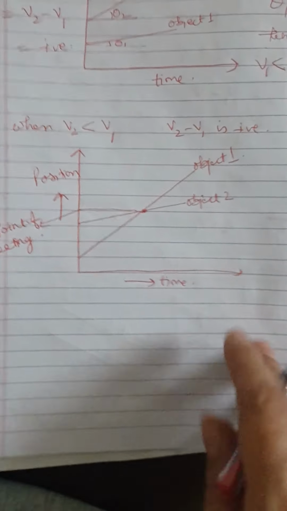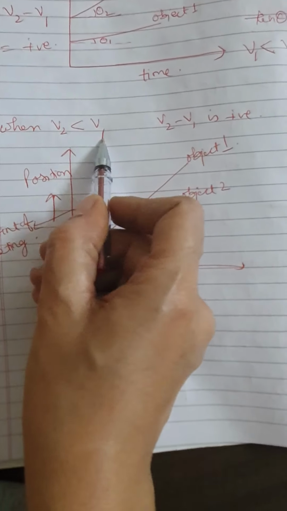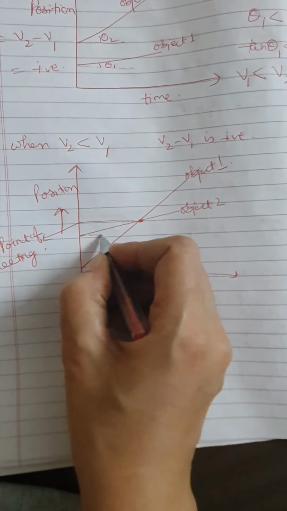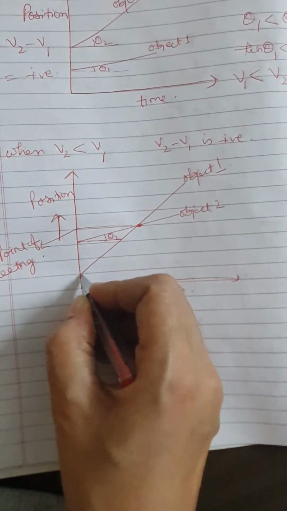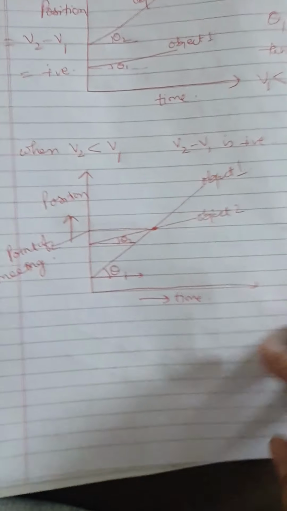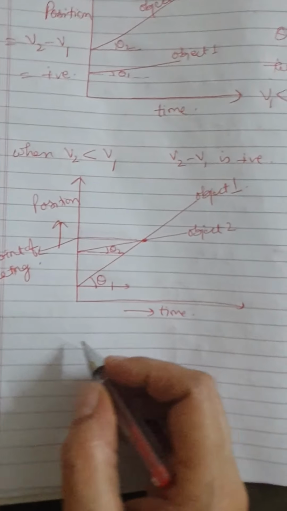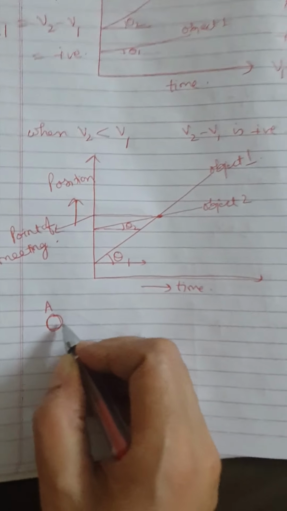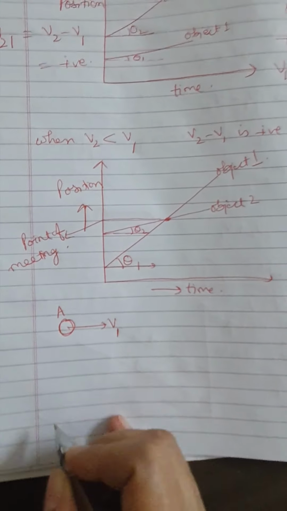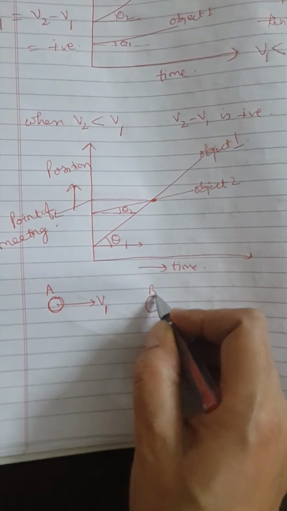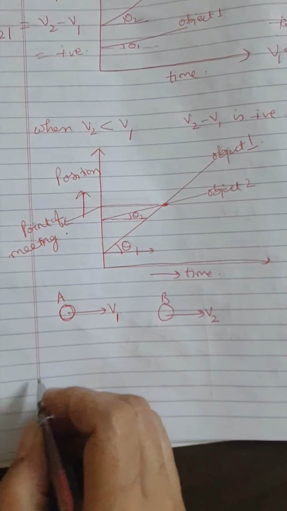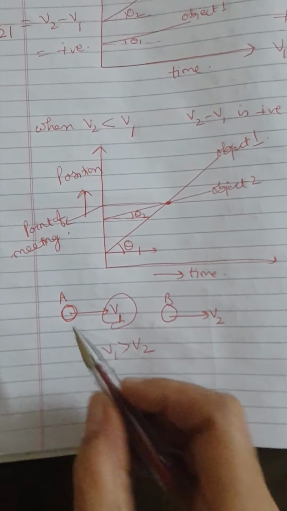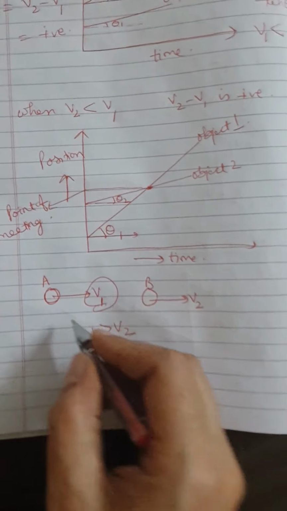Now next case is when v2 is less than v1. v2 less than v1 means slope of object 2 is less than slope of object 1. I am going to explain this with an example. Suppose here is a car A having velocity v1, another car B having velocity v2. Here v1 is greater than v2. Then car A will overtake car B.